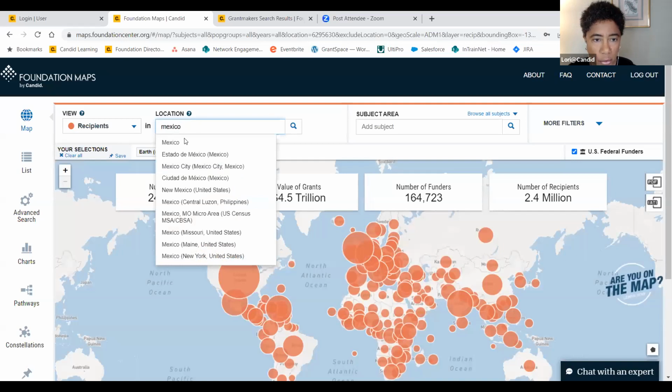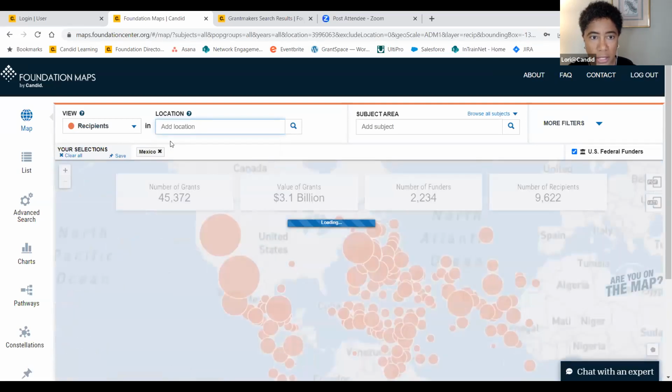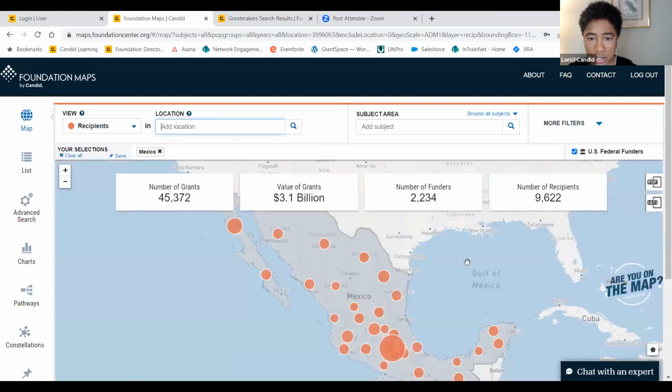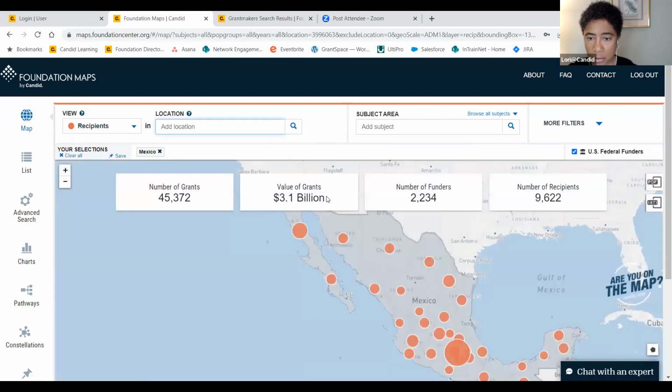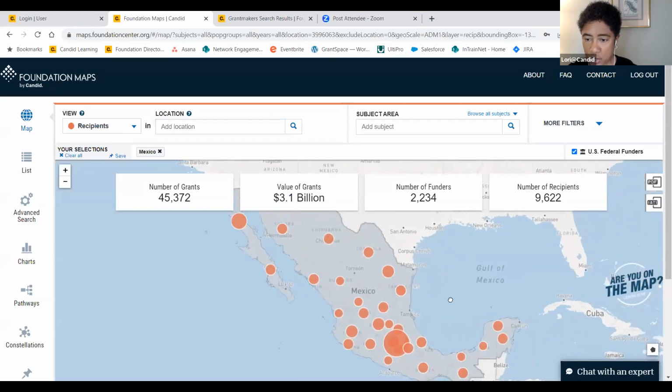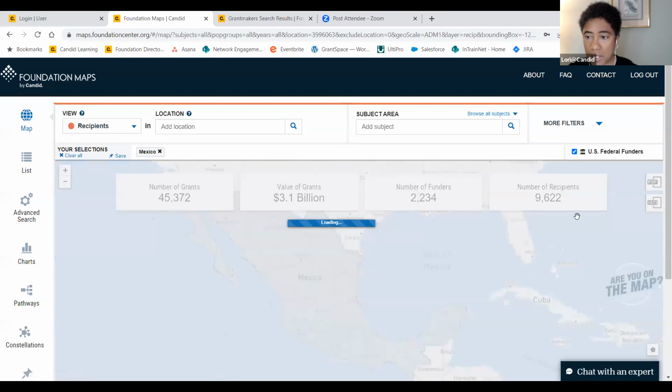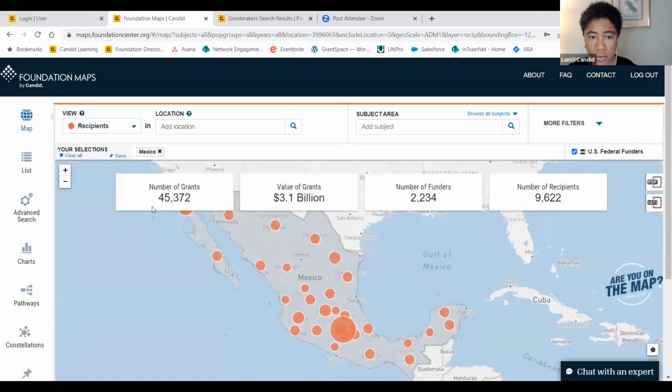Actually, this is another product that we have. It's called Foundation Maps. And this gives you, for Mexico, the value of grants, 3.1 billion, actually. And these little circles show you where the money has been concentrated, and the number of recipients and the number of grants.